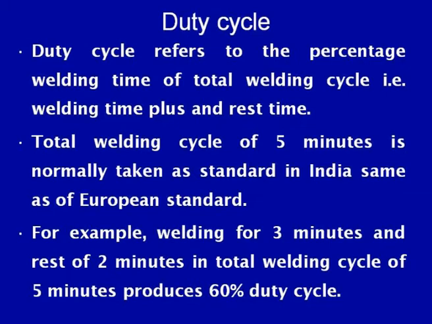We know that the time for which we draw the current from the welding power source is called weld time, and the time during which no current is drawn is called rest time. The combination of the weld time plus rest time is called the weld cycle time. The ratio of the weld time to the total cycle time gives us the duty cycle. It is always expressed as a percentage.